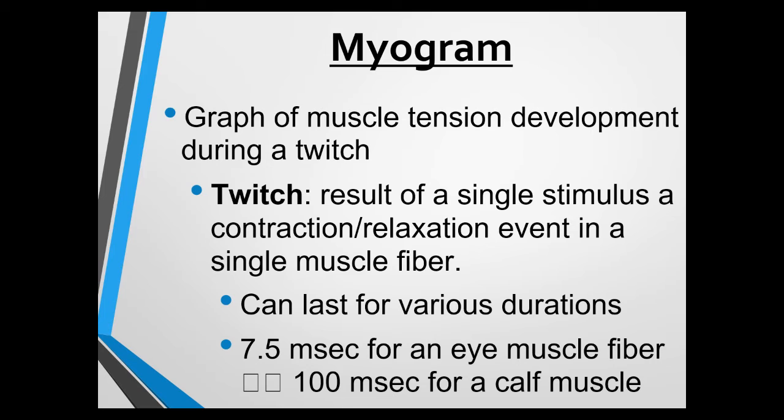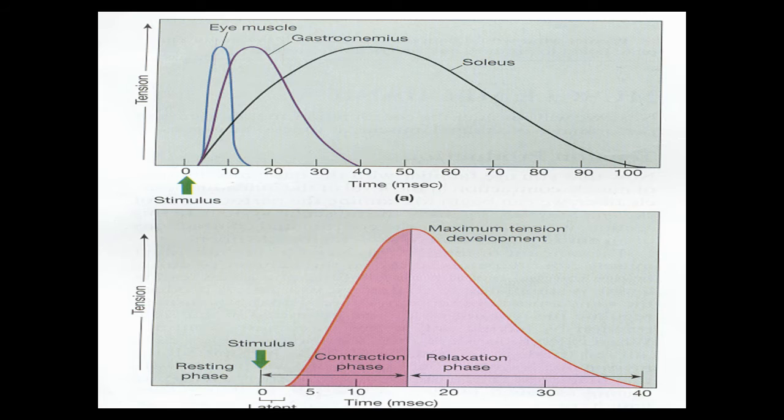Now, again, this can last for various different durations, and it also depends on what type of muscle it is. So for an eye muscle, it's 7.5 milliseconds. For a calf muscle, which is the soleus, which is a small calf muscle, it's about 100 milliseconds. Now, there's not really enough time during this to build up the external tension. And you could see here on the graph or the myogram that for the gastrocnemius, let's say, it takes 40 milliseconds for that twitch to occur.